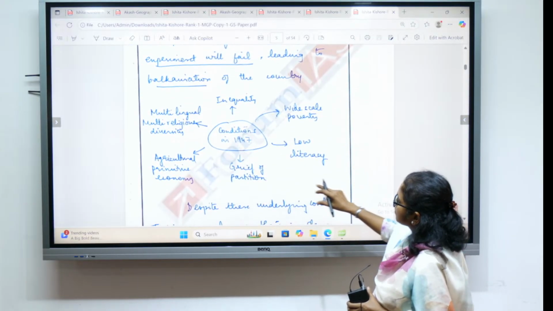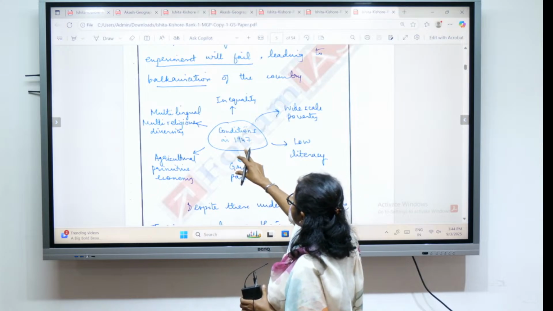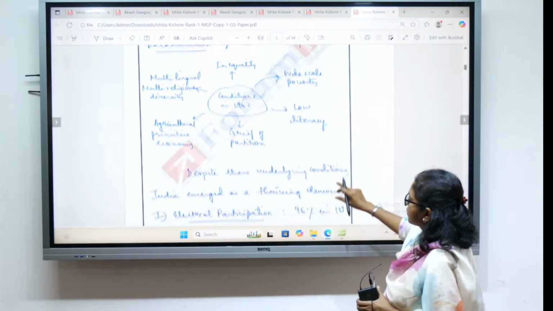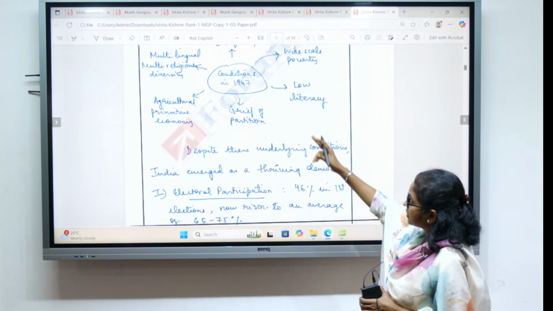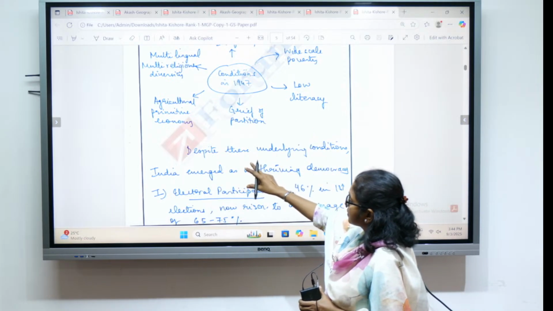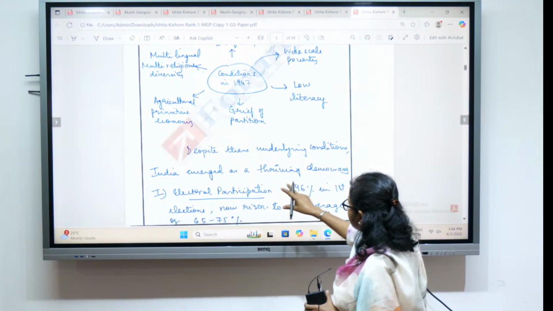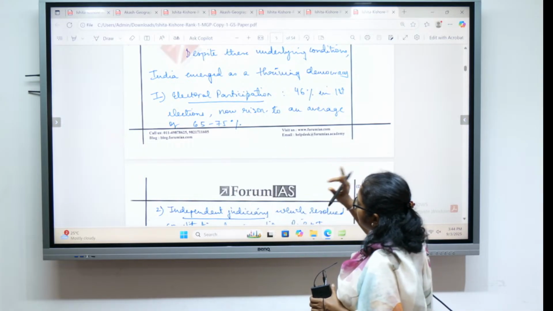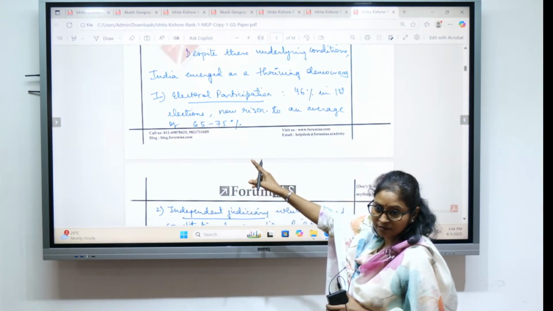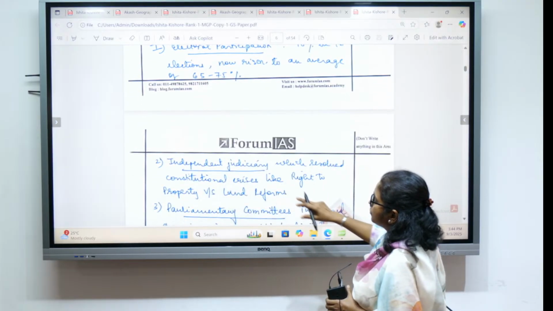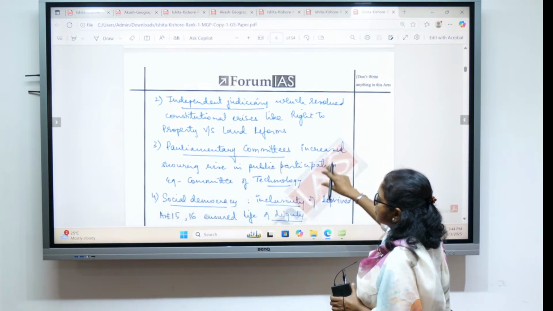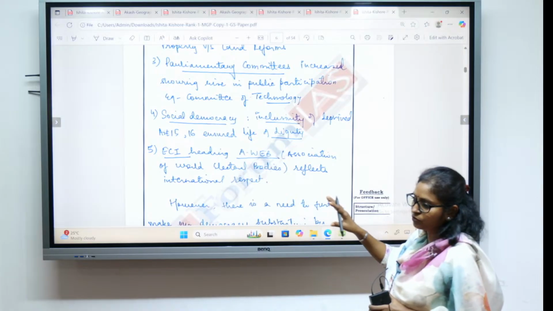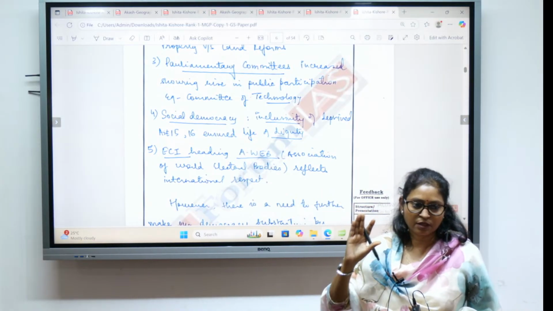Then she has a presentation on the conditions in 1947, done so neatly. Neatness is very important. Then she has connected that, despite these underlying conditions, India emerged as a thriving democracy. In that she has mentioned, with data, the first electoral participation, independent judiciary, parliamentary committees, social democracy, and the Election Commission of India. These are the 5 points to substantiate that India is a thriving democracy.